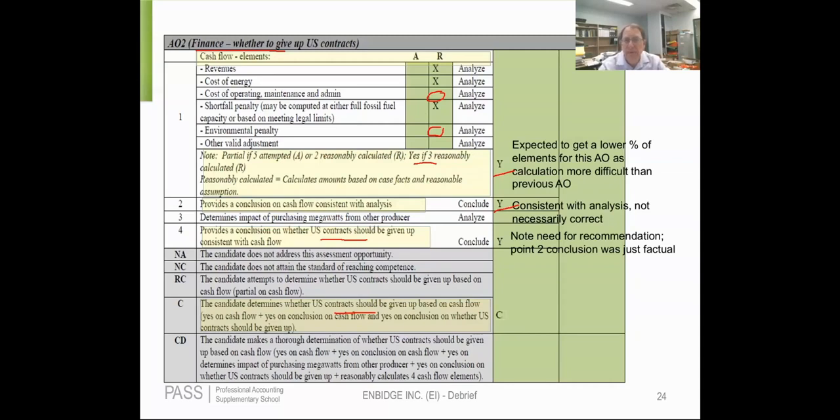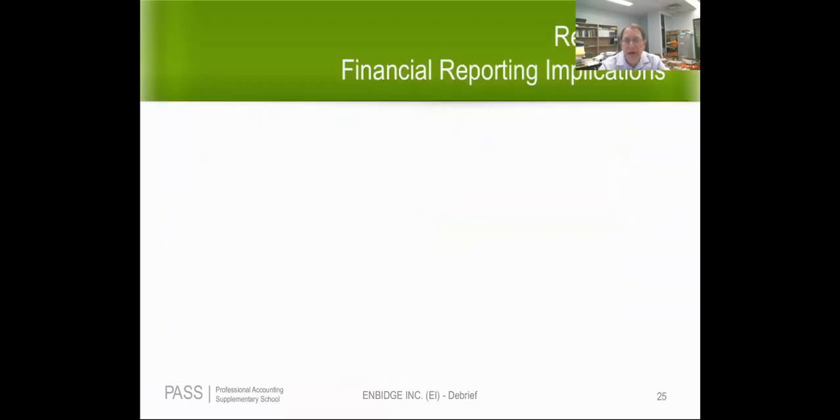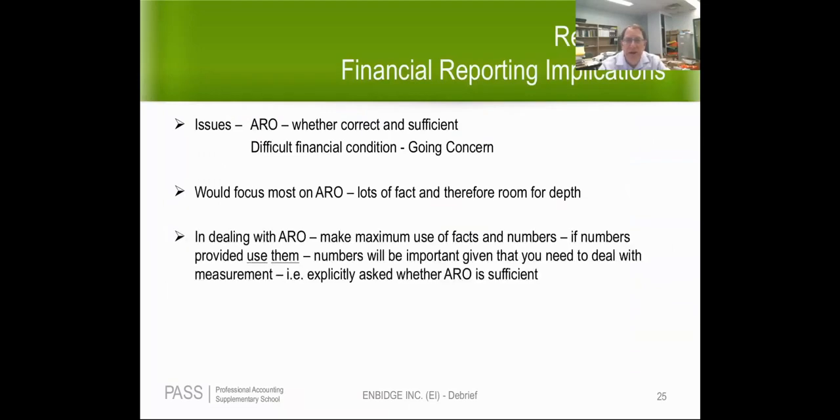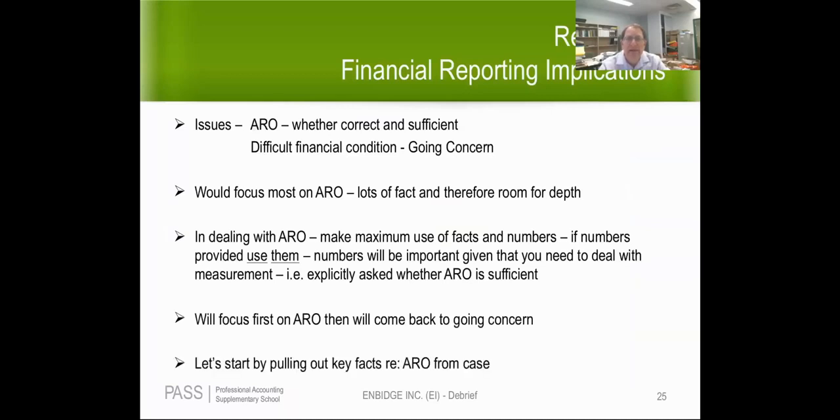Okay. Before we leave the numbers. All right. People, ARO and going concern. Okay. ARO is a big issue. Focus on the ARO. Make maximum use of the facts and numbers. Okay, fine. Okay. Let's first do the ARO. Let's figure out where it was in the case, and then let's do the going concern.